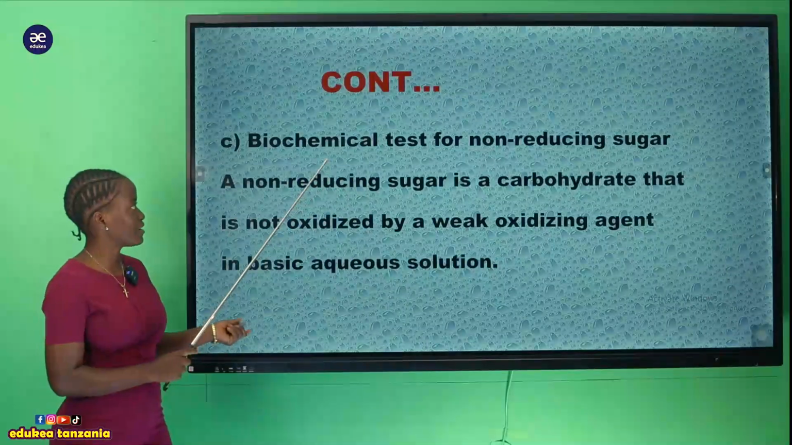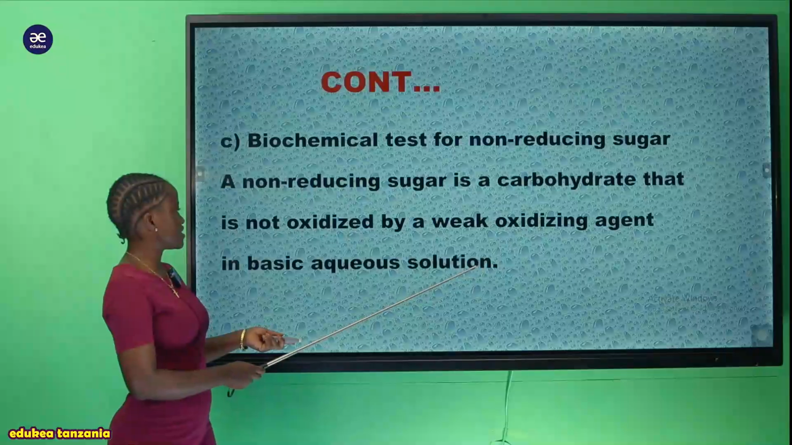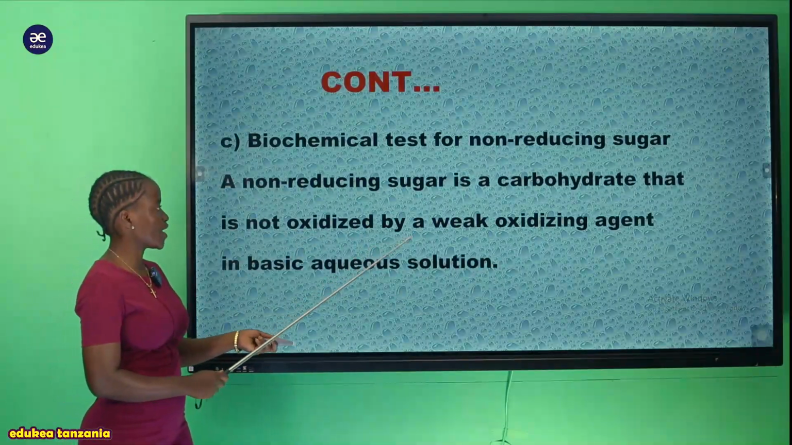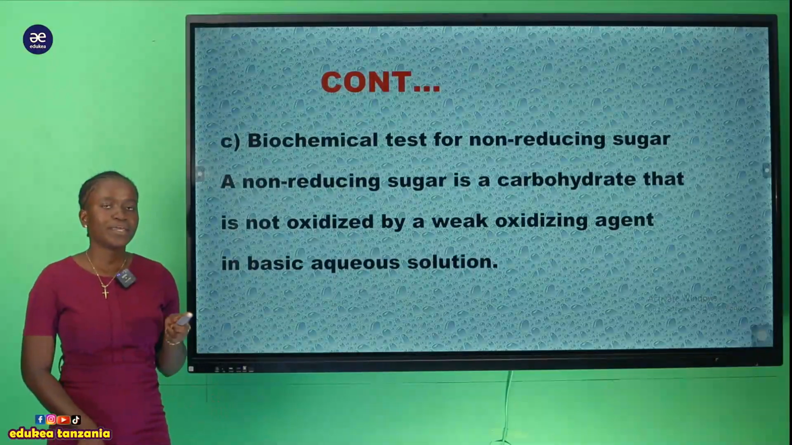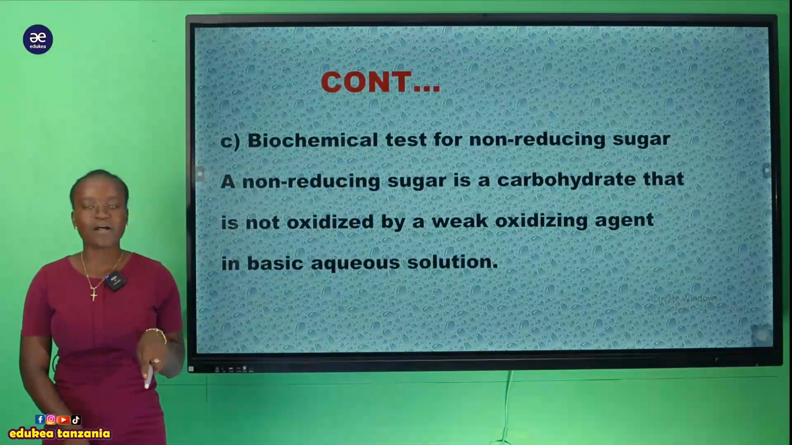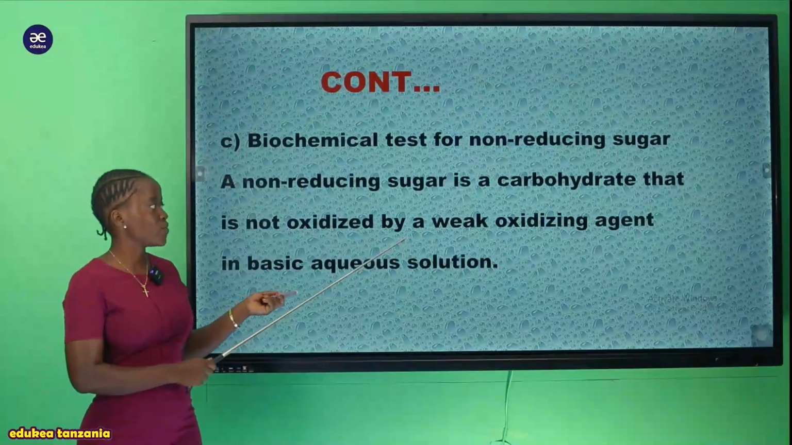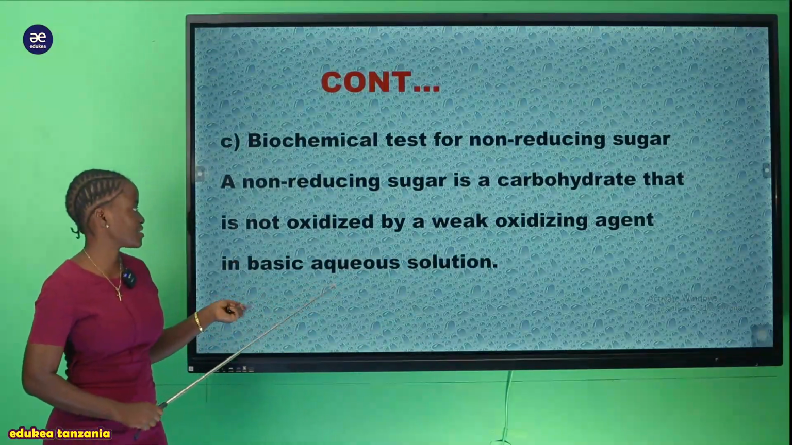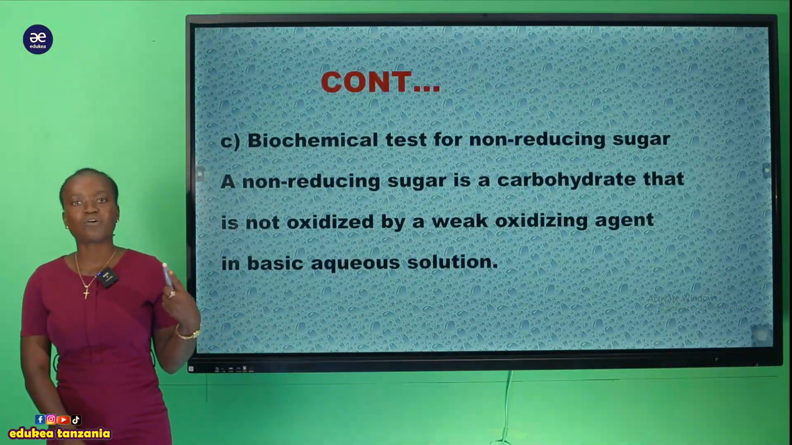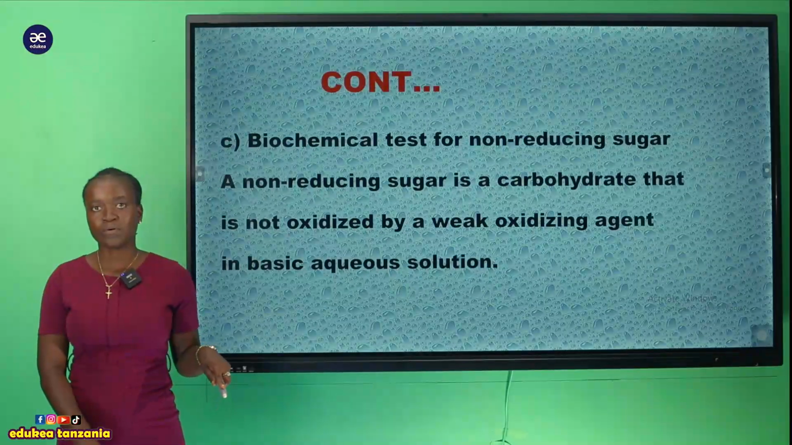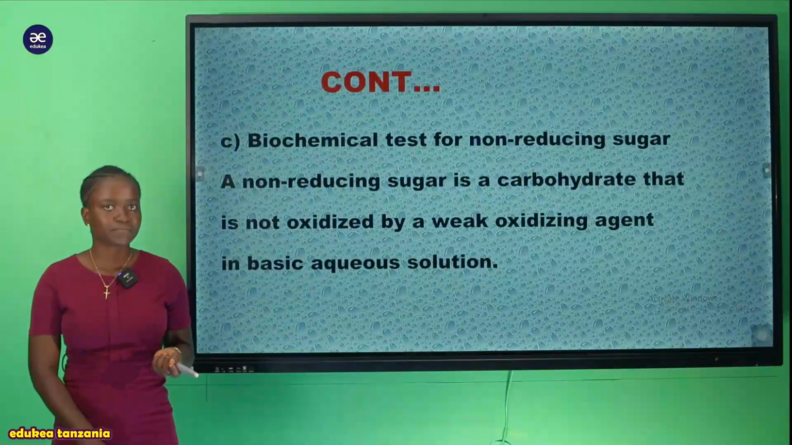We say that for the biochemical test for non-reducing sugar, a non-reducing sugar is a carbohydrate that is not oxidized by a weak oxidizing agent in a basic aqueous solution. So it is a carbohydrate that has no ability; it is not oxidized by a weak oxidizing agent in a basic aqueous solution. Why can it not be oxidized? Just because of the lack of an aldehyde group. So that is what we call a non-reducing sugar.